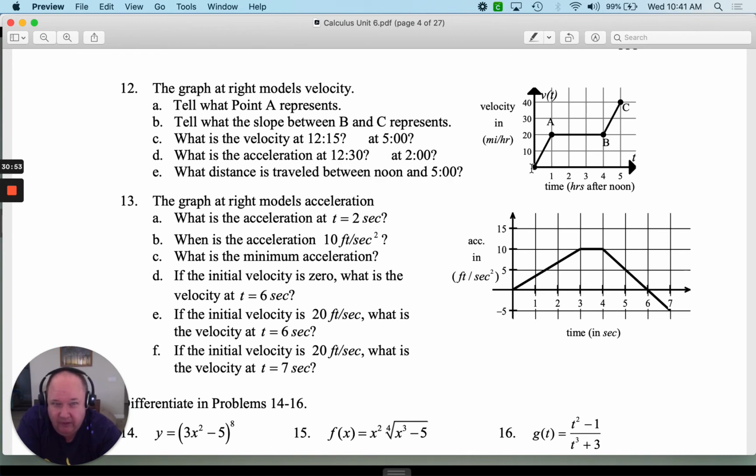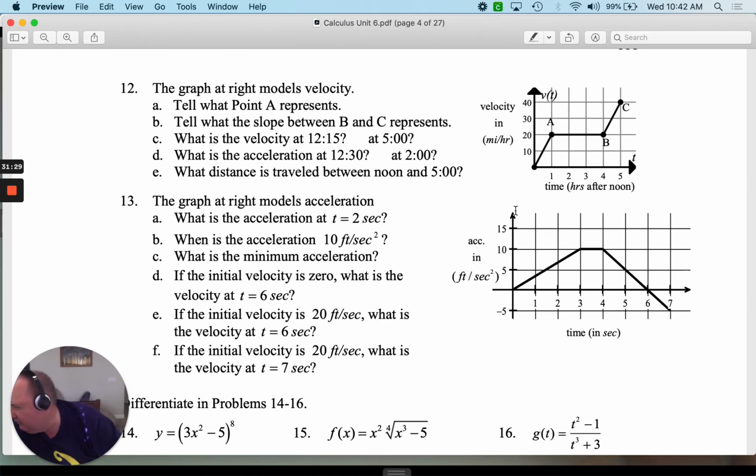So 12:30 is here, and the acceleration is the slope there. So at 12:30, from 0 to 1 p.m., the acceleration doesn't change. It's a constant slope, up 20 and over 1, so it's 20 miles. So again, what time is it? At 12:30, the acceleration is, again, the slope. So it's 20 miles per hour squared.